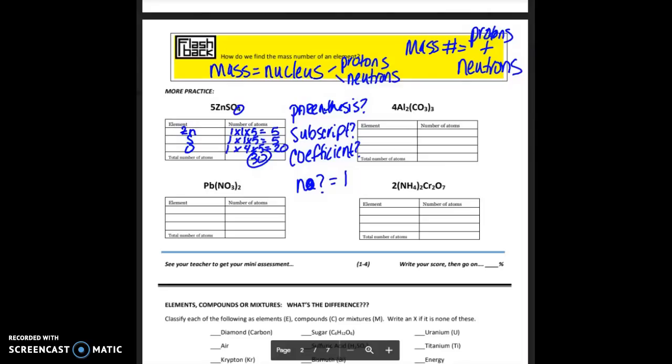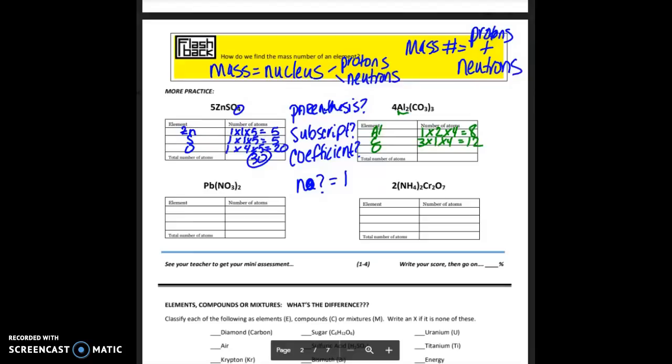So first step is to list our elements. We've got Al, which is aluminum, C, which is carbon, and O, which is oxygen. The aluminum first, parentheses. There are parentheses, but Al is outside the parentheses, so they don't count, so no parentheses. Subscript, yes, a 2. Coefficient, yes, a 4. 1 times 2 times 4 gives us 8. Carbon, parentheses, yes, 3. Subscript, no, that would be a 1. Coefficient, yes, 4. 3 times 1 times 4 is 12.